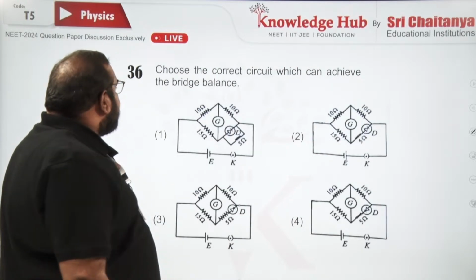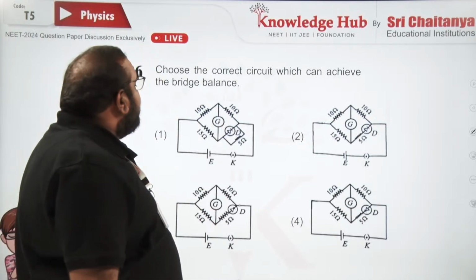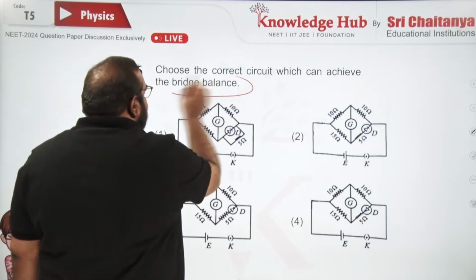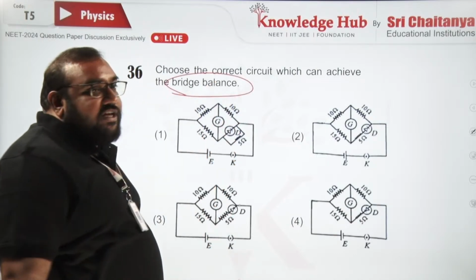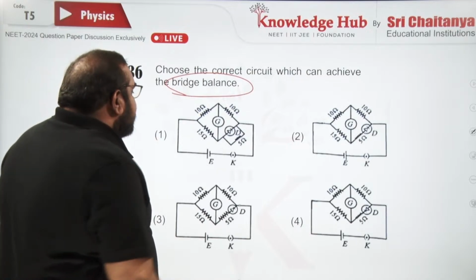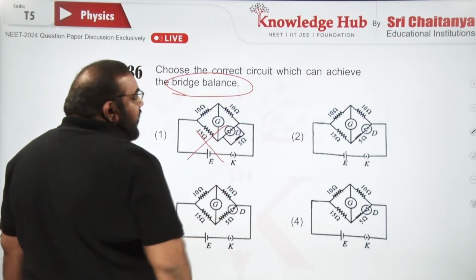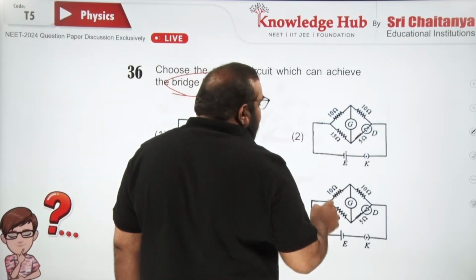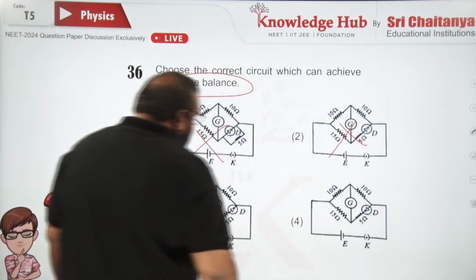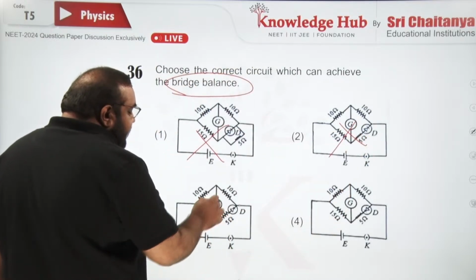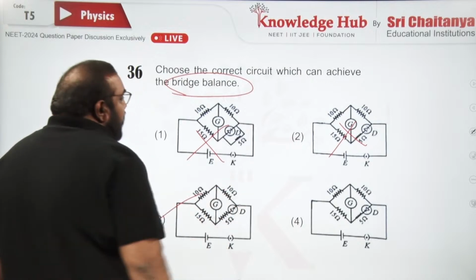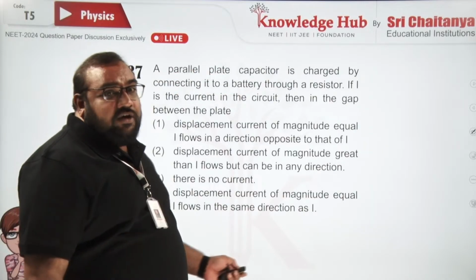Go to the 36th question. Choose the correct circuit which can achieve the bridge balance. Then it is the diode with series connection of the resistance. So here it is the parallel combination. Series combination diode but reverse bias. Series combination of resistance with diode forward bias. So third option.